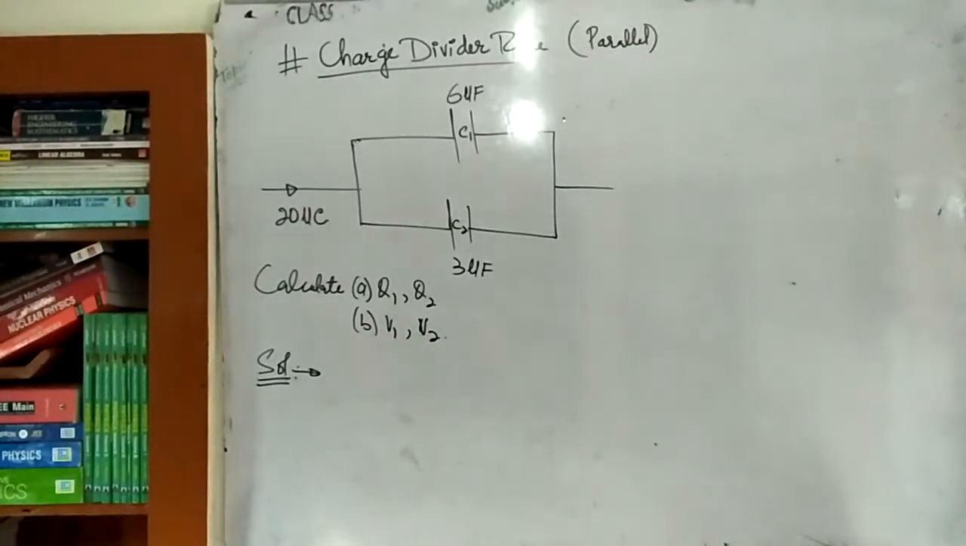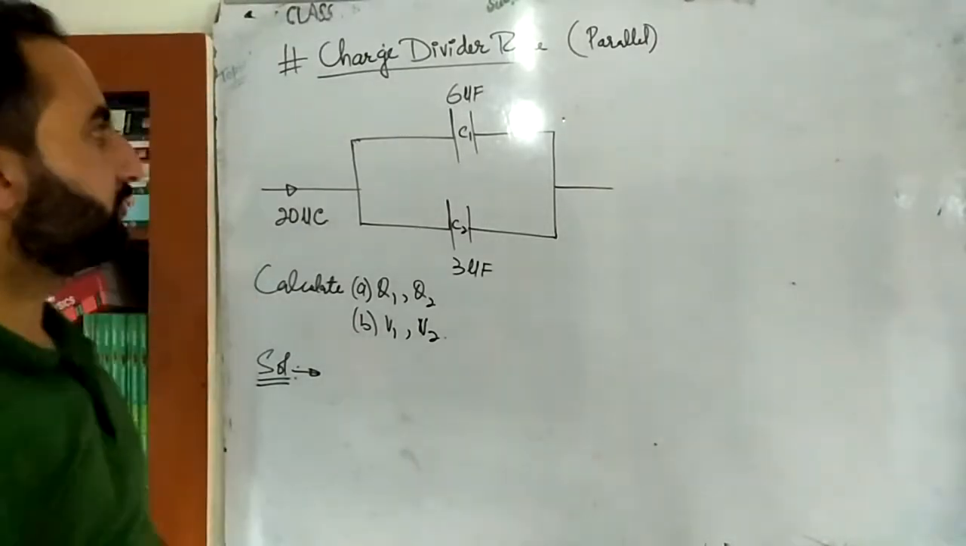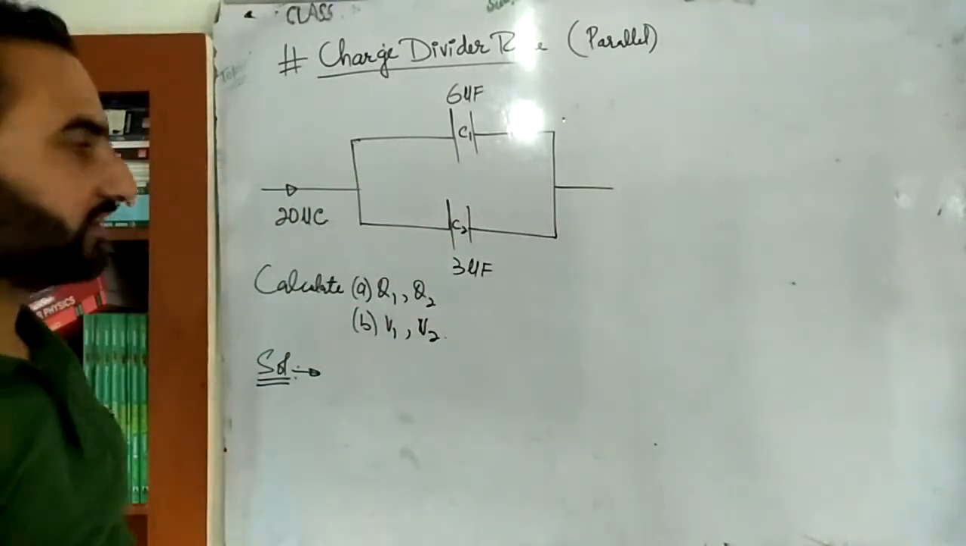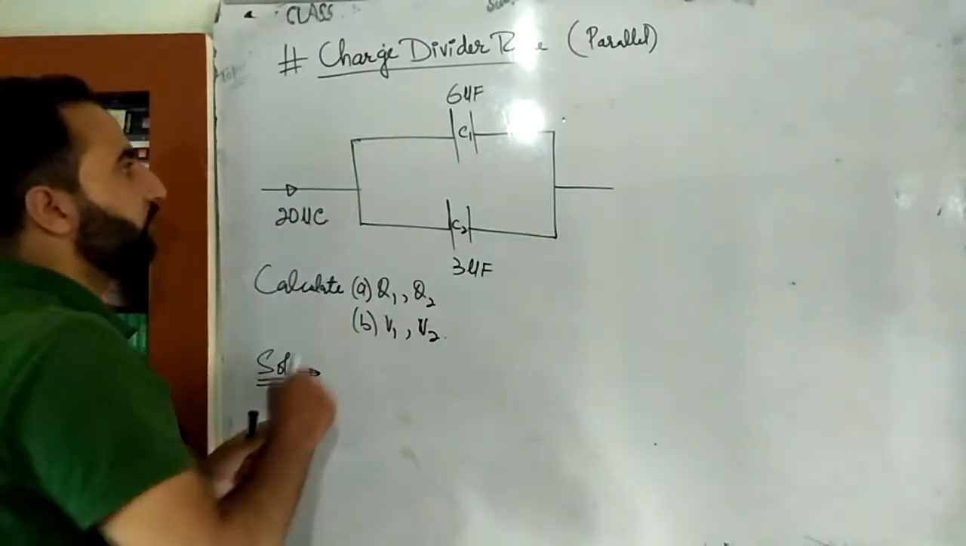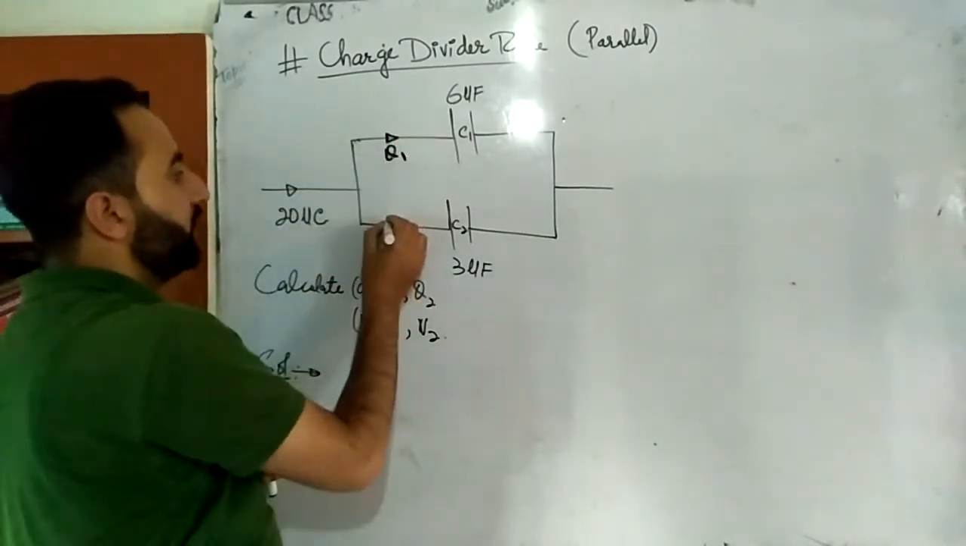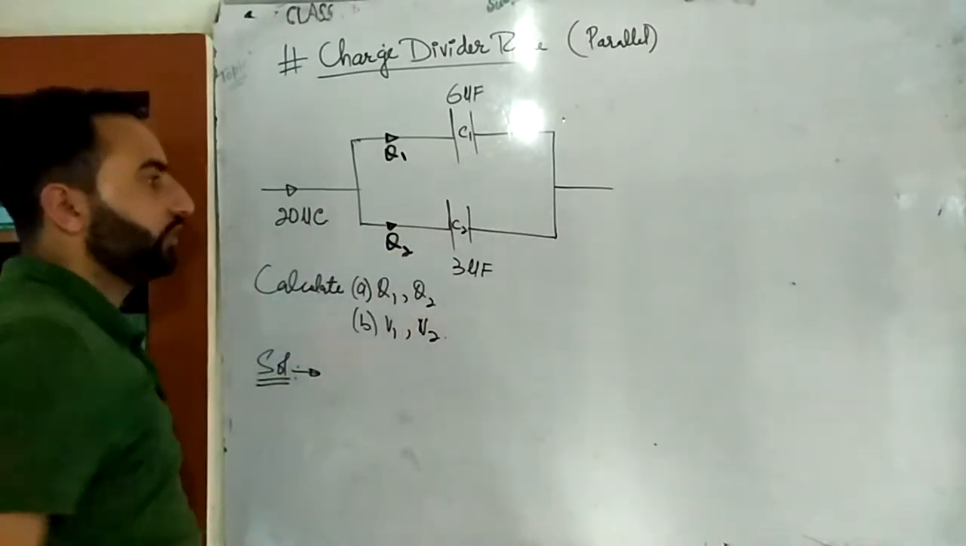Okay, charge divider rule, important, and it's applied in the parallel. So these are two capacitors connected in parallel, 6 microfarad, 3 microfarad. यहाँ से एक charge आ रहा है 20 microcoulomb. So you will have to calculate what is the charge flowing through this, that's Q1. Charge flowing through this, that's Q2.